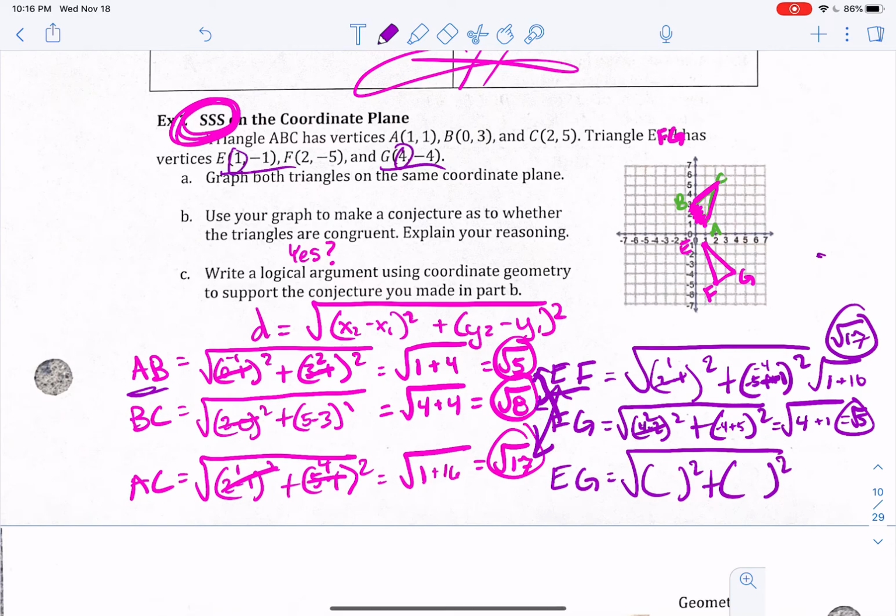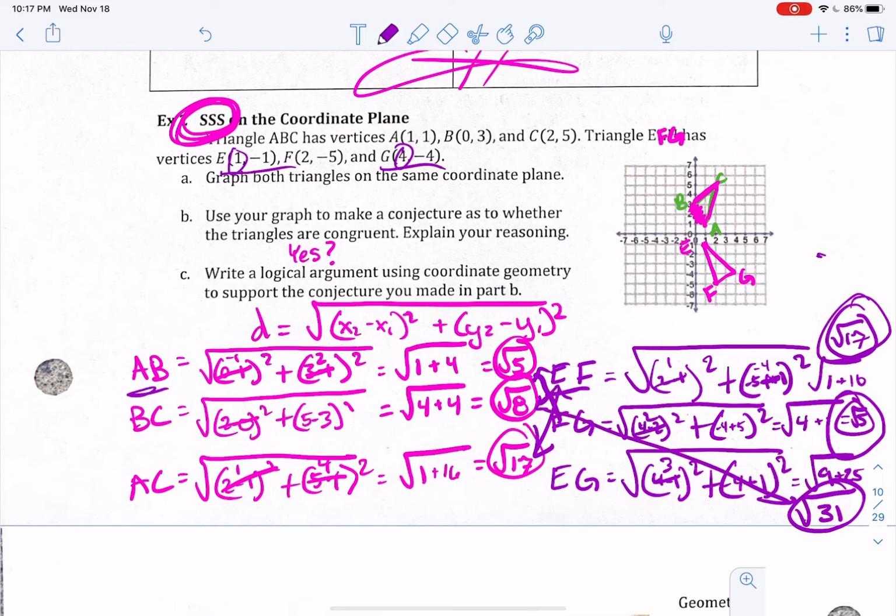4 minus 1. And negative 4 minus a negative 1. So 4 minus 1 is 3. 3 squared is 9. 4 plus 1 is 5. 5 squared is 25. You got to be kidding me. This is the square root of 31. So even though these two sides matched up with each other, the square root of 31 does not match up with the square root of 8.